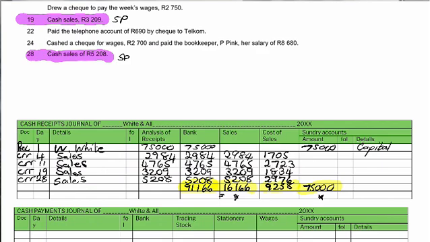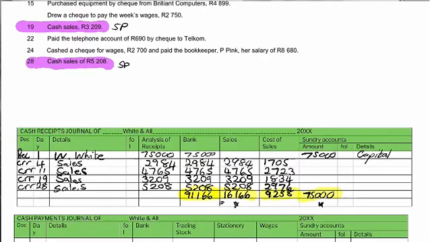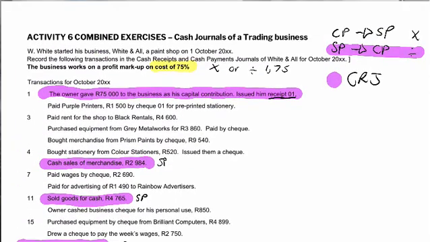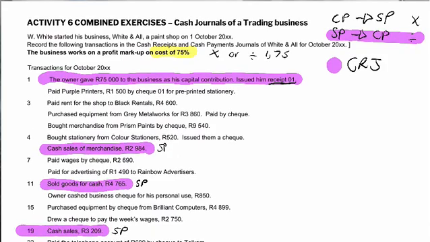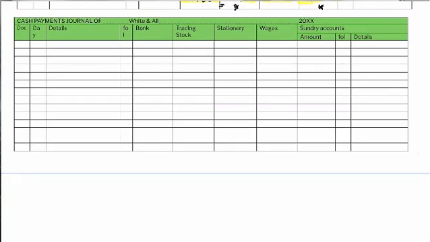Alright. Now we can go down and have a look at that CPJ. Our first transaction in the CPJ was on the 1st. We paid Purple Printers by check for pre-printed stationery. Msako, talk me through the entire transaction. Start me off from Doc.